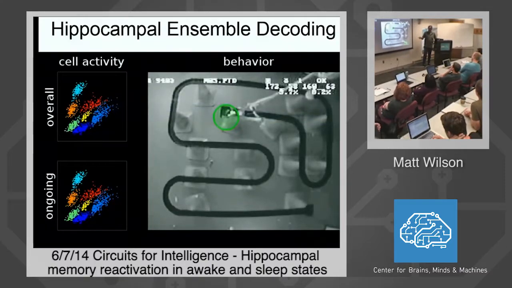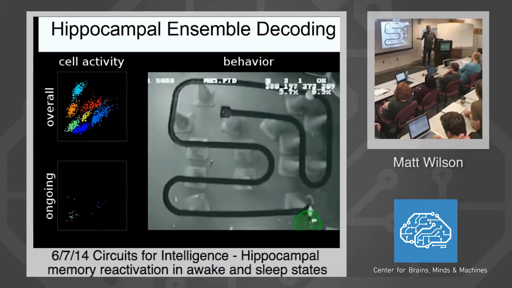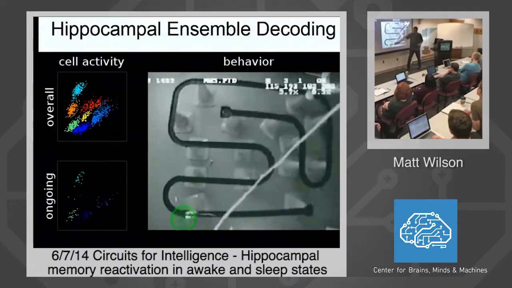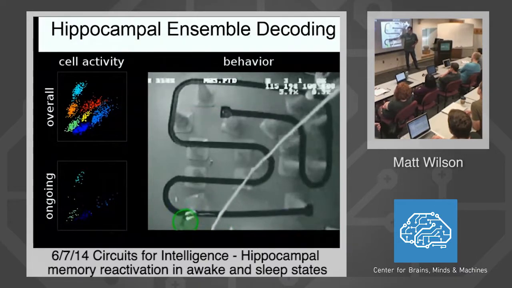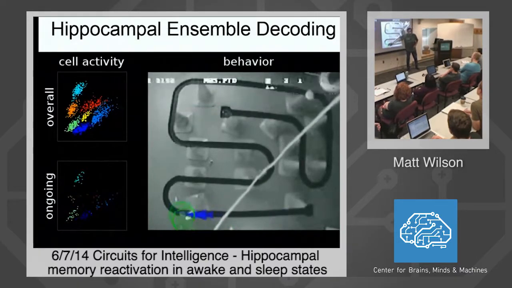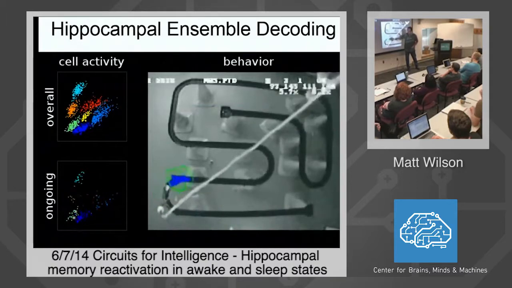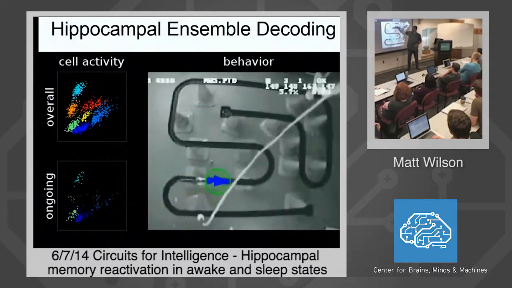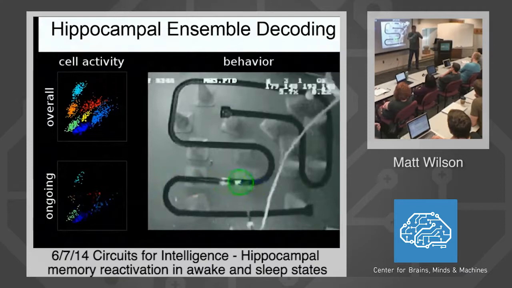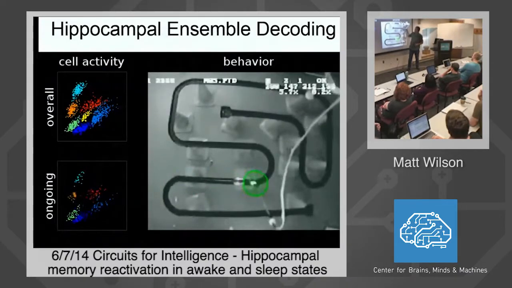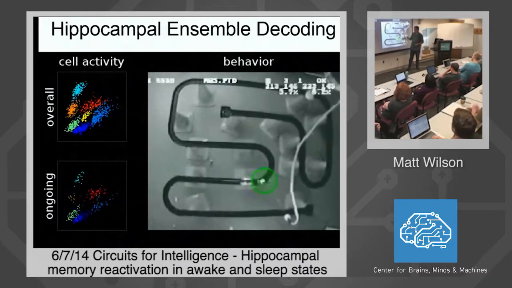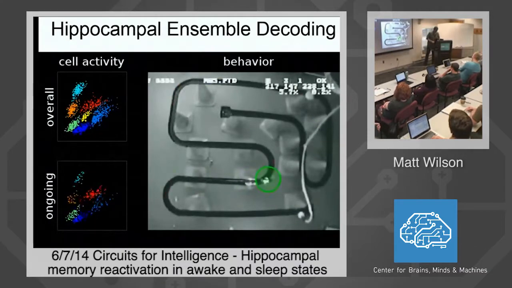When the animal stops, though, something else happens. He's not running. You see it tracks the animal pretty well, but when he stops, the triangle goes away and the estimate ceases to reflect the animal's current location. Now the estimate jumps all over the maze, which tells us the pattern being expressed is a pattern that was correlated with different locations. So you see, it's jumping all the way back.